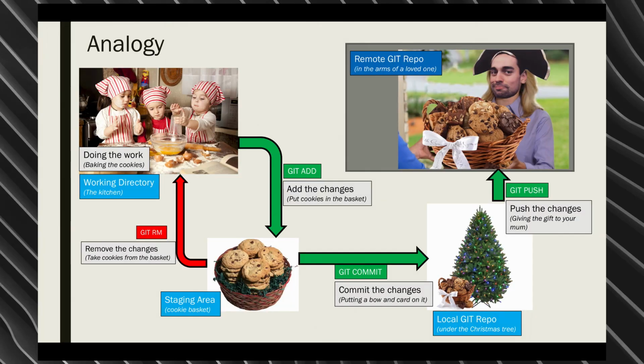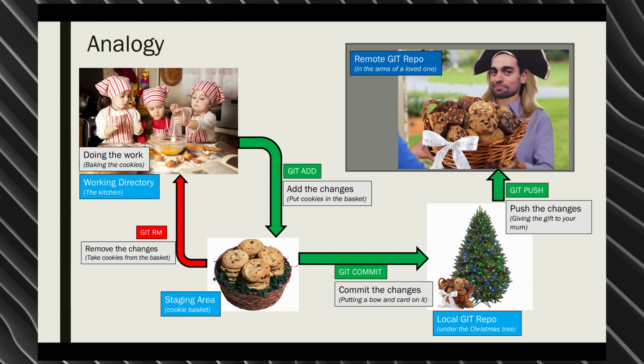So let's just remind ourselves about the analogy that we're using for the Git ecosystem. Here's the terribly stupid analogy that I've given you in the past, which is you are, as the developers, the kids working in the kitchen on cookies, the code changes. You take your changes from the working directory to the staging area to the cookie basket. When you're happy with your cookies in the cookie basket, you commit it underneath the Christmas tree, which is like locked into your local Git repository on your machine.